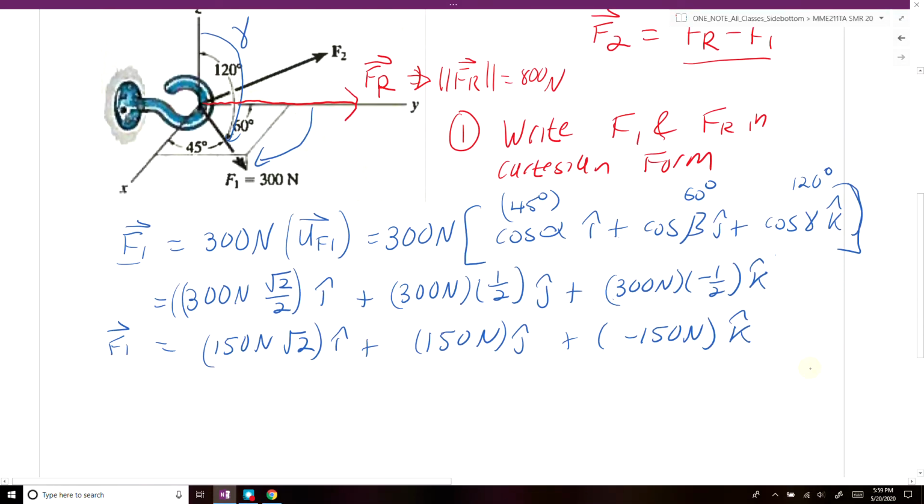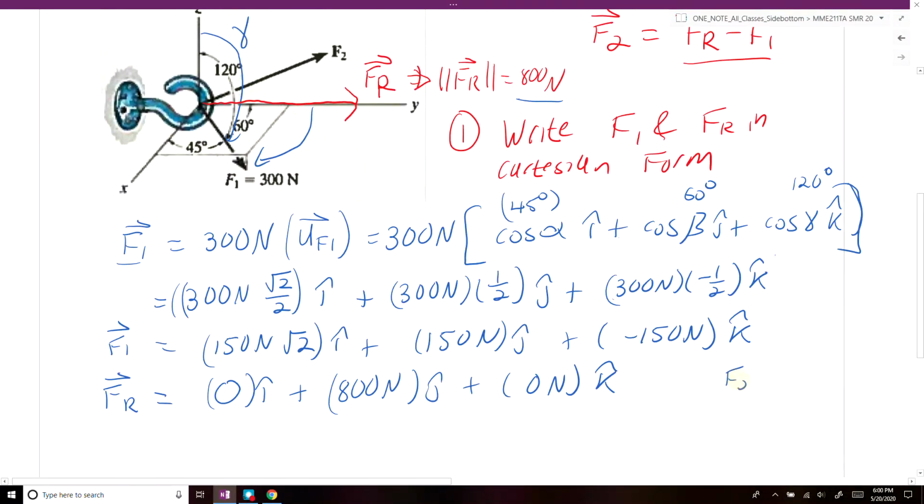The last step here is to write Fr as a Cartesian vector, which is really simple because it goes along the positive y-axis and we're given its magnitude. So it would just be 0 i, plus 800 newtons j, plus 0 newtons k. Then to find F2, we know that F2 is equal to Fr minus force 1, so we subtract the x, y, and z components of force 1 from our resultant force.